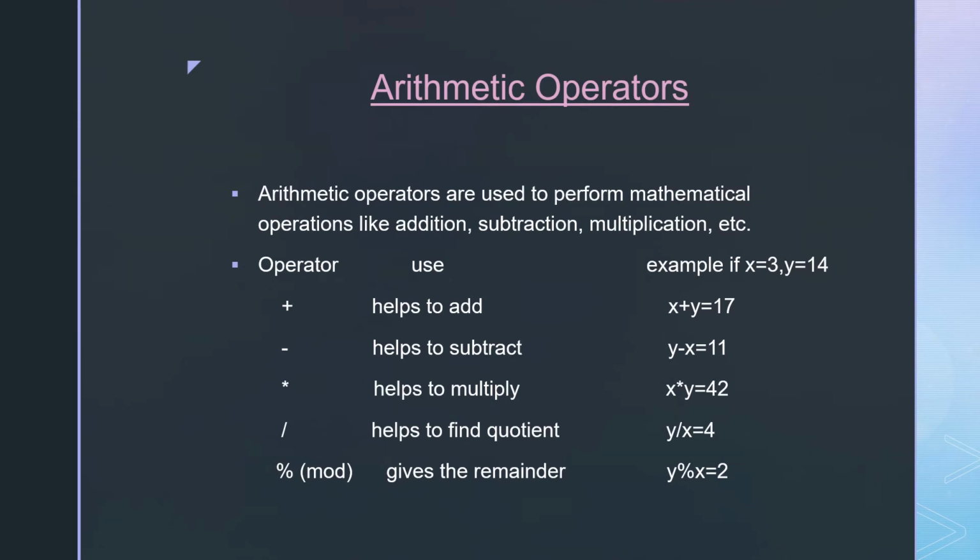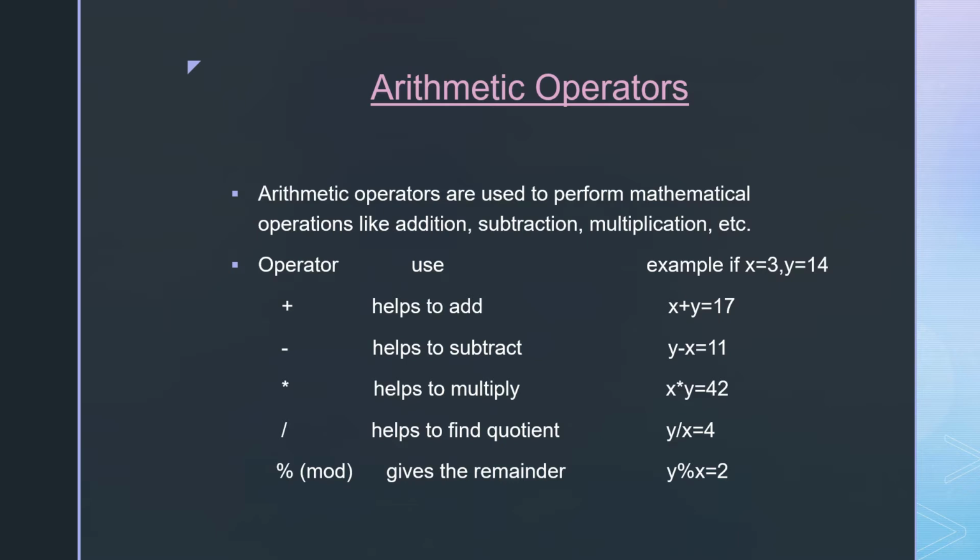Now, arithmetic operators. As in a simple mathematical question, arithmetic operators refer to all the mathematical operations like addition, subtraction, multiplication, etc. As we can see, the plus sign helps to add, minus helps to subtract, multiplication helps to multiply, and there is division. Here, the most important things are the mod and the division sign. Let me make it very clear.